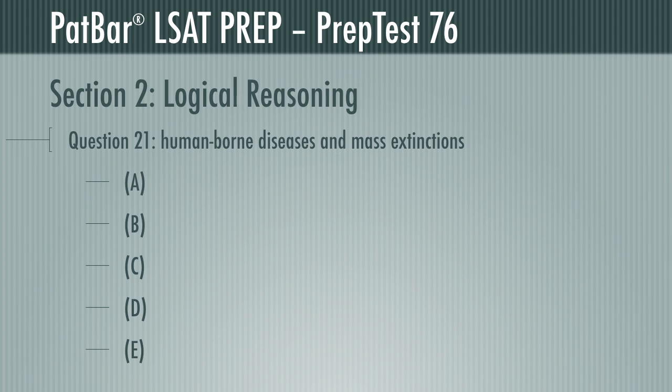Question 21 features a passage that we are told uses flawed reasoning, that diseases brought by Australia's first humans could not have caused the mass extinctions of several other species because no one disease could have been transmitted to that many species. Your task, find the answer with the closest parallel to that flawed reasoning. While a logical reasoning problem, this one in particular tests your reading comprehension. Take a moment to read the passage again.